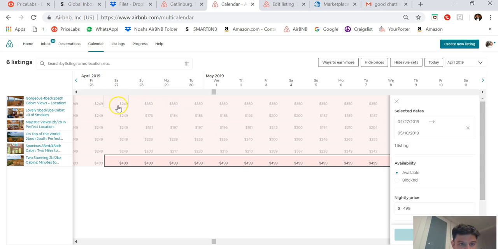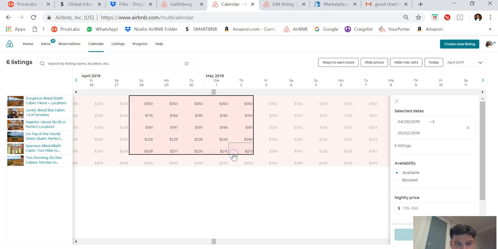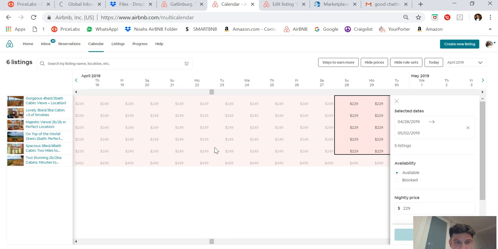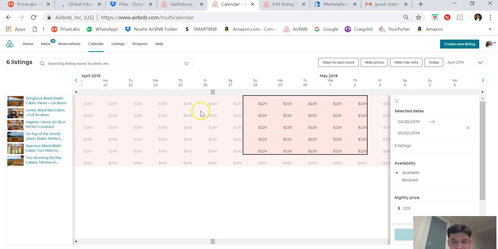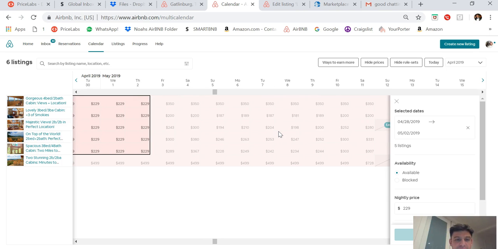So now we're at Sunday, Monday, Tuesday, Wednesday, Thursday for now. End of April, 229. Probably, we're just kind of testing it. See, here we're at 249, here we're at 229. It's a $20 difference. It's not the end of the world, but we're testing just different things to see if it hits.